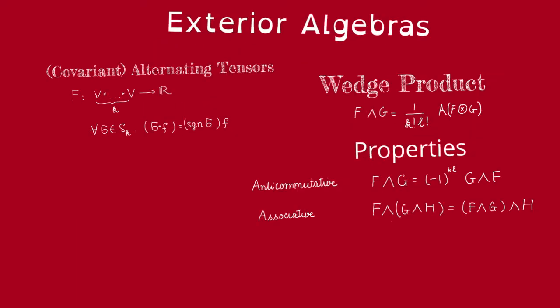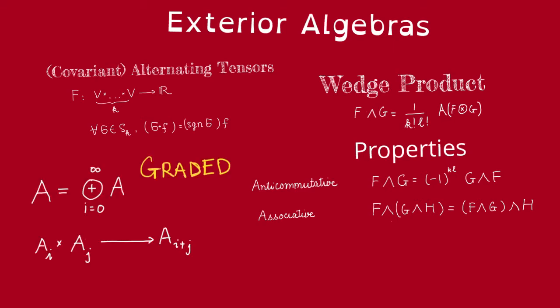Now the wedge product gives us a multiplication on the alternating tensors, and it can be easily checked that it's associative. Thus, it turns the space of alternating tensors into an algebra. But it's not a commutative algebra. It's instead what's called an anti-commutative graded algebra. So what's a graded algebra?